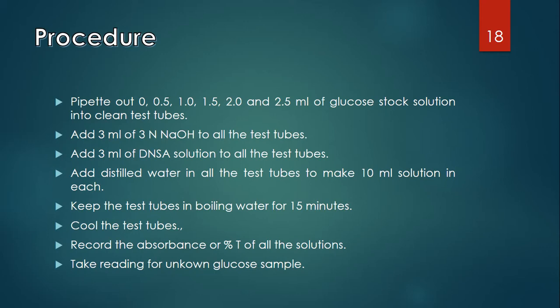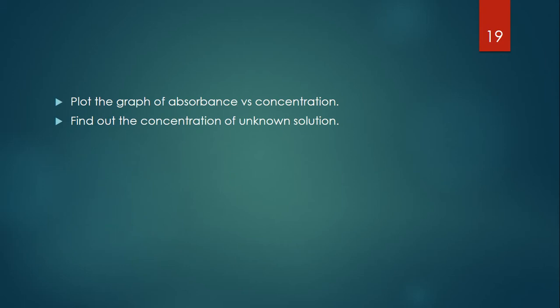Cool the test tubes and then record the absorbance or percentage T of all the solutions. Then take the reading for unknown glucose sample. So first we will take the reading of the standard solutions of glucose which we have prepared. Note down all the readings and then take the reading of the unknown glucose sample. Then plot the graph of absorbance versus concentration. That is absorbance on y-axis and concentration on x-axis. We can find out the concentration of unknown solution by extrapolating the absorbance.